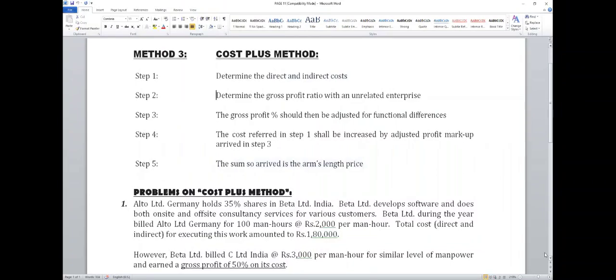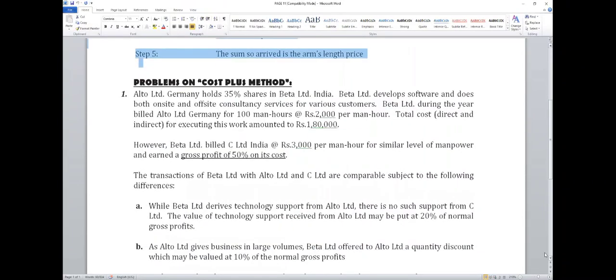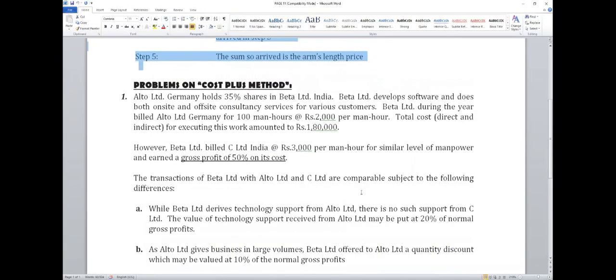So இந்த 5 points என்னன்னு புரியறதுக்கு ஒரு எக்ஸாம்பிள் சம் ஒன்னு எடுக்கும். பெரிய சம் இது கொஞ்சம் டீடைலா இருக்கும். Alto Limited Germany holds 35% shares in Beta Limited. So what is the relationship? Associate enterprise. Yeah, 26% or more.